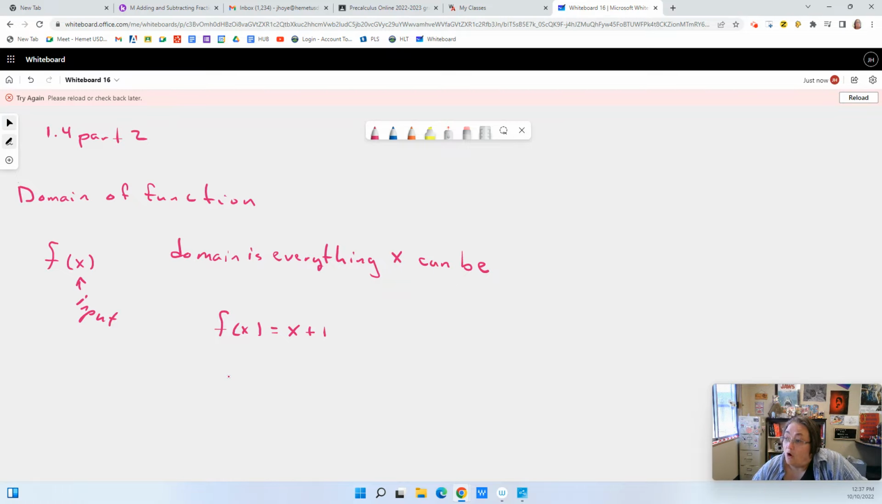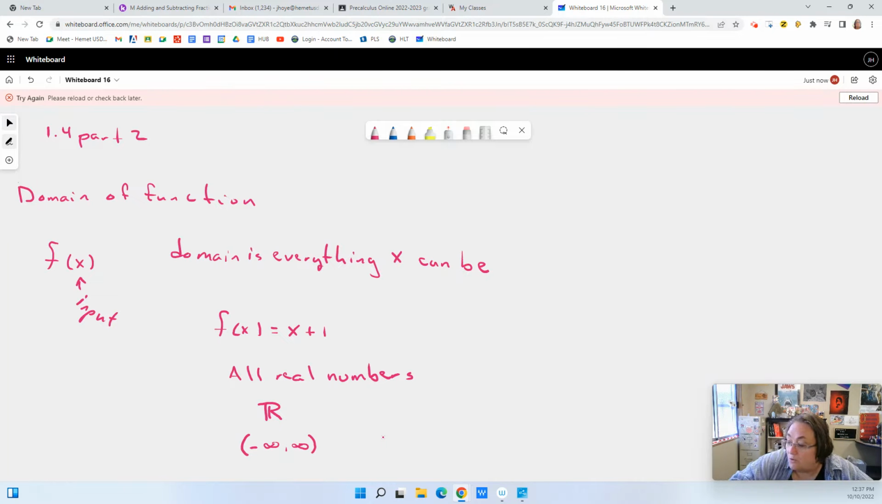So I could have all real numbers, right? To infinity and beyond in both directions. That's the beyond. It can also be negative infinity. We would call that all real numbers, right? And you can write it as all real numbers, or as the set of all real numbers, or as negative infinity to infinity are all potential x values, right? Because I can take any number and add 1 to it and still get a number.